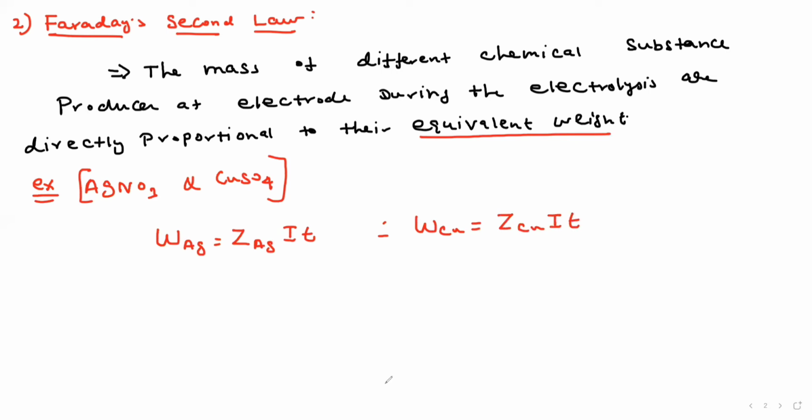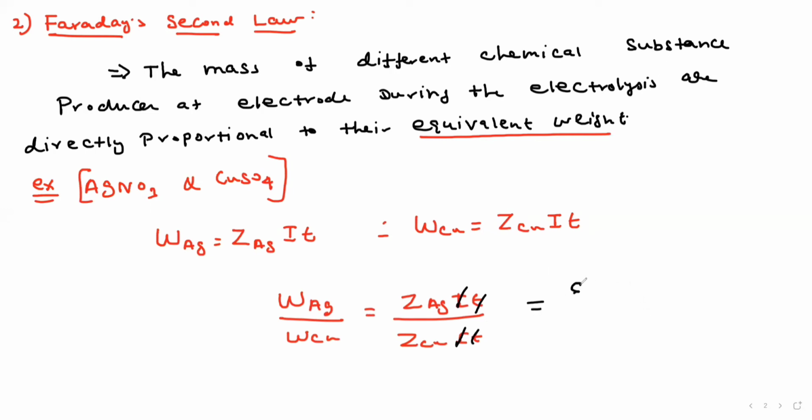Now, what is the ratio of Ag by copper? Now note. The weight of Ag by weight of copper equals Z Ag into IT divided by Z copper into IT. Now what is going to happen? IT cancels, because same time, same current. Now what does the formula become? Equivalent weight of Ag by equivalent weight of copper. Understand? Very simple. Because listen, what is equivalent weight? What is Z equal to? Equivalent weight by Faraday, right? Faraday can cancel.